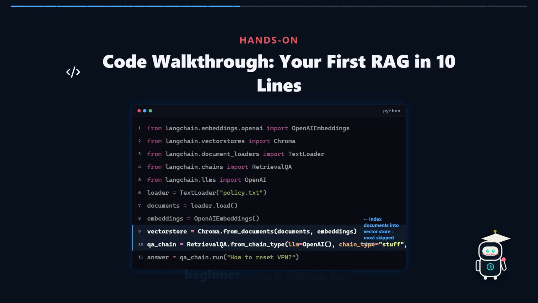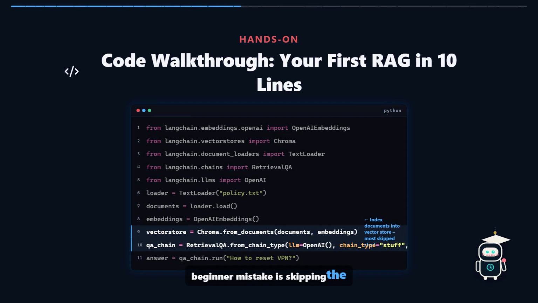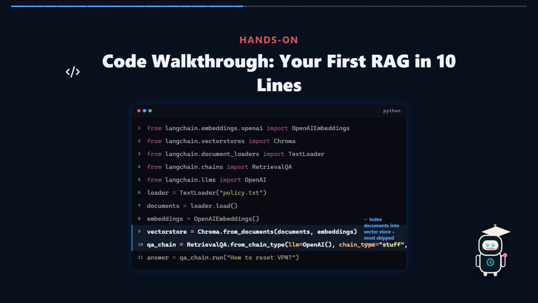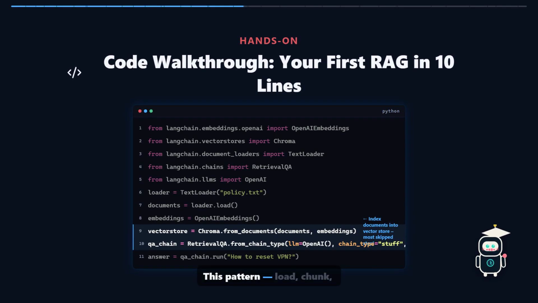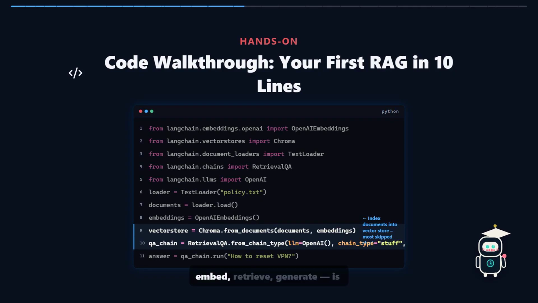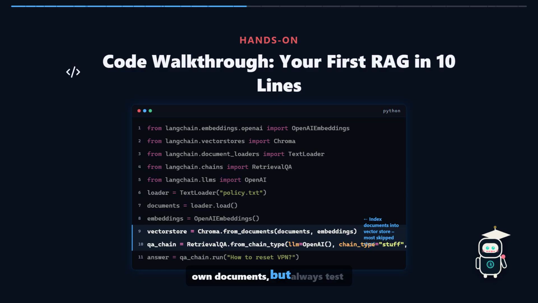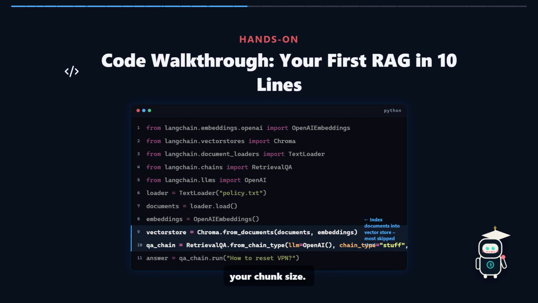The most common beginner mistake is skipping the chunking step. If you feed an entire manual as one chunk, retrieval becomes useless. This pattern, load, chunk, embed, retrieve, generate, is the foundation. Experiment with your own documents, but always test your chunk size.